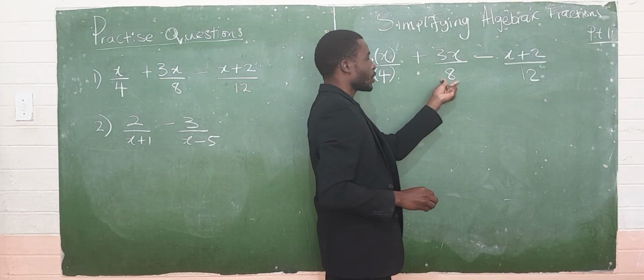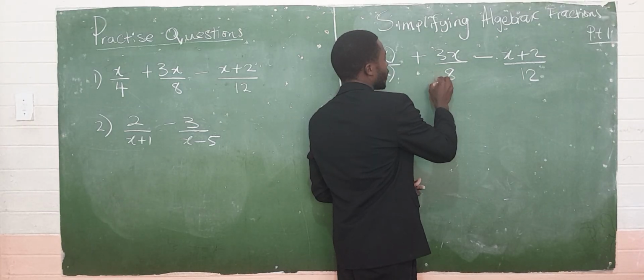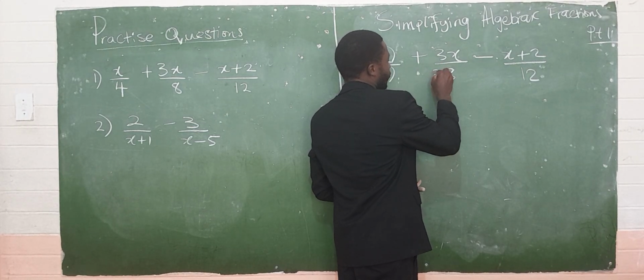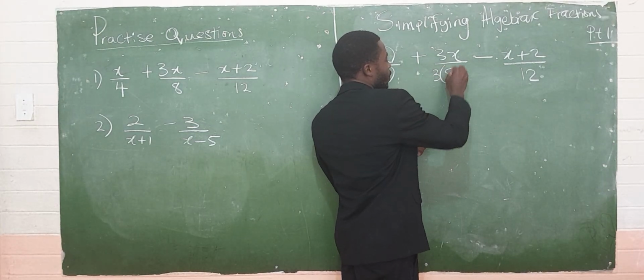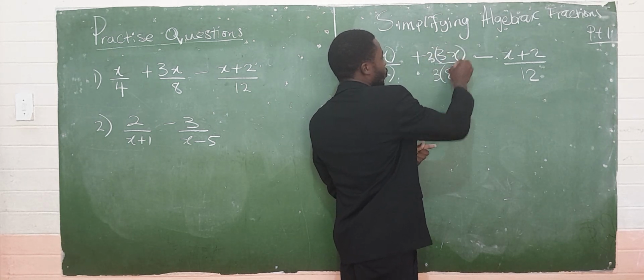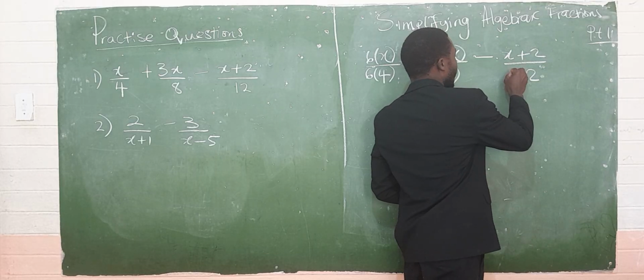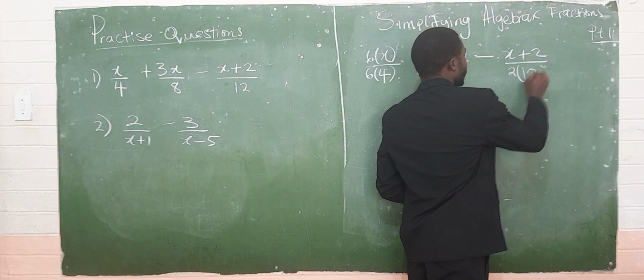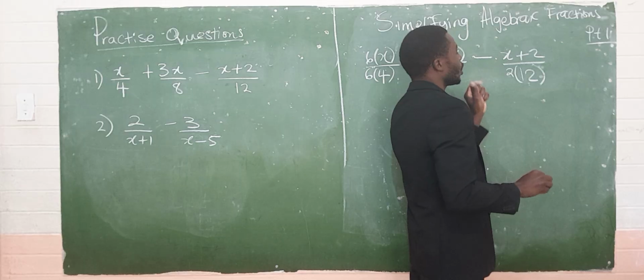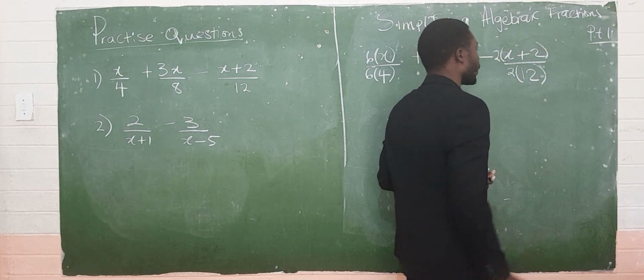I need this to be 24. What do I do to that? I'll have to multiply it by 3. And remember, what I do to the denominator, I also need to do on the numerator. Lastly, I need this to be 24. I need to multiply this 12 by 2. But remember, whatever I do to the denominator, I also need to do to the numerator.